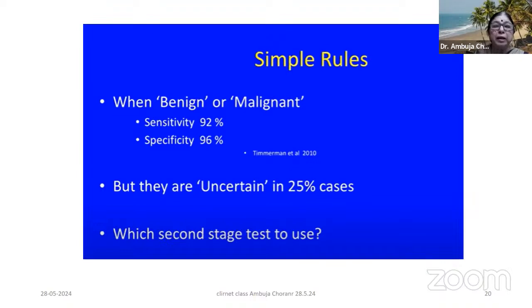When benign or malignant, by doing this simple rules, either M or B, the sensitivity is 92% and the specificity is 96%. Means if the blood flow is present in the cyst, we can say that it is a malignant one, but they are uncertain in 25% of the cases. I told you, the 3 groups are there. Group 1, definite malignancy. Group 2 is the definite benign, but uncertainty if it is present. What are you going to do?